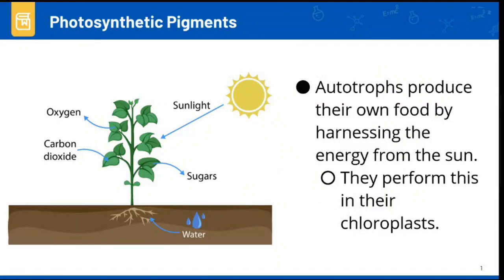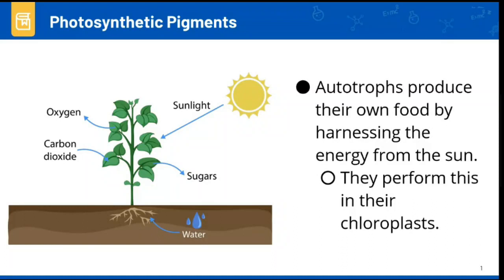So, photosynthesis, as we have learned from your lesson, is the process in which these autotrophs, particularly plants, produce their own food by harnessing the energy from the sun. Plants perform this intricate process in their chloroplast. The link between this organelle and the use of solar energy is the photosynthetic pigment that gives distinct color to our plants.